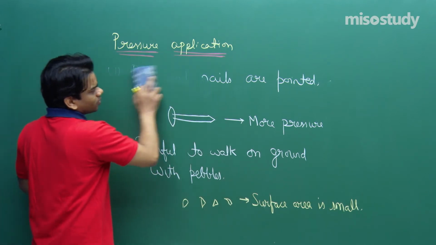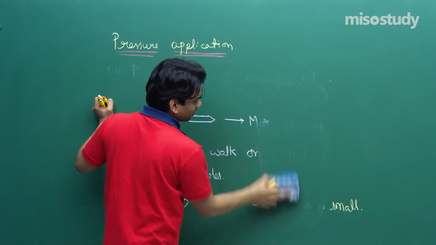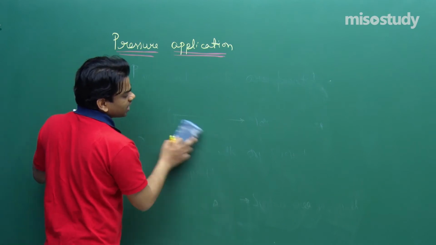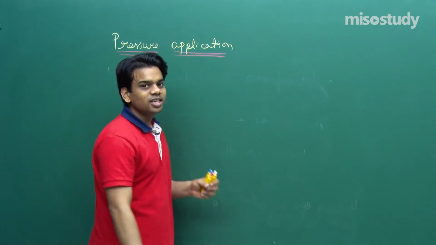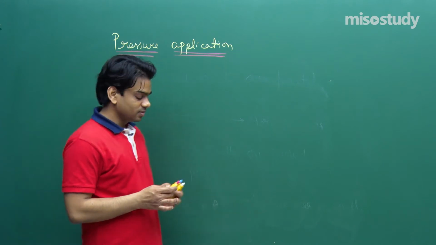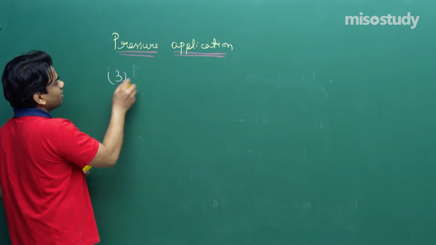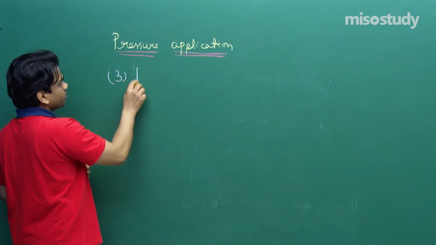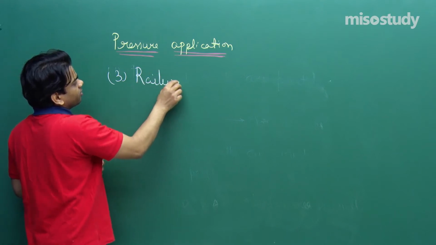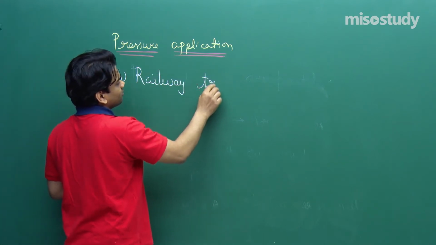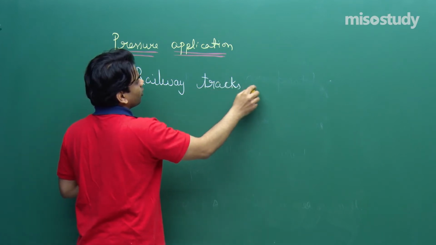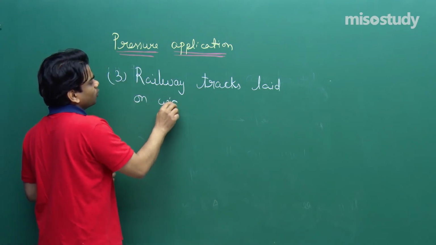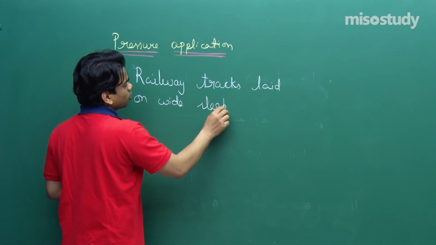Next thing, you must have traveled by railways, using Indian Railways. Have you ever observed the tracks? They are laid upon wide sleepers. That is, railway tracks are laid on wide sleepers. Why is that so? Let's try to give a reason for this observation.